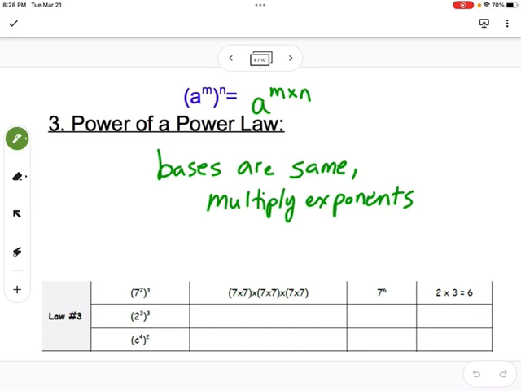Next one, we have 2 cubed, and that gets cubed. So that's 2 times 2 times 2, and that's going to happen 3 times. We have 1, 2, 3, 4, 5, 6, 7, 8, 9 twos. 2 to the exponent 9. The other way we do this is multiplying the exponents, 3 times 3, which still gives us 9.